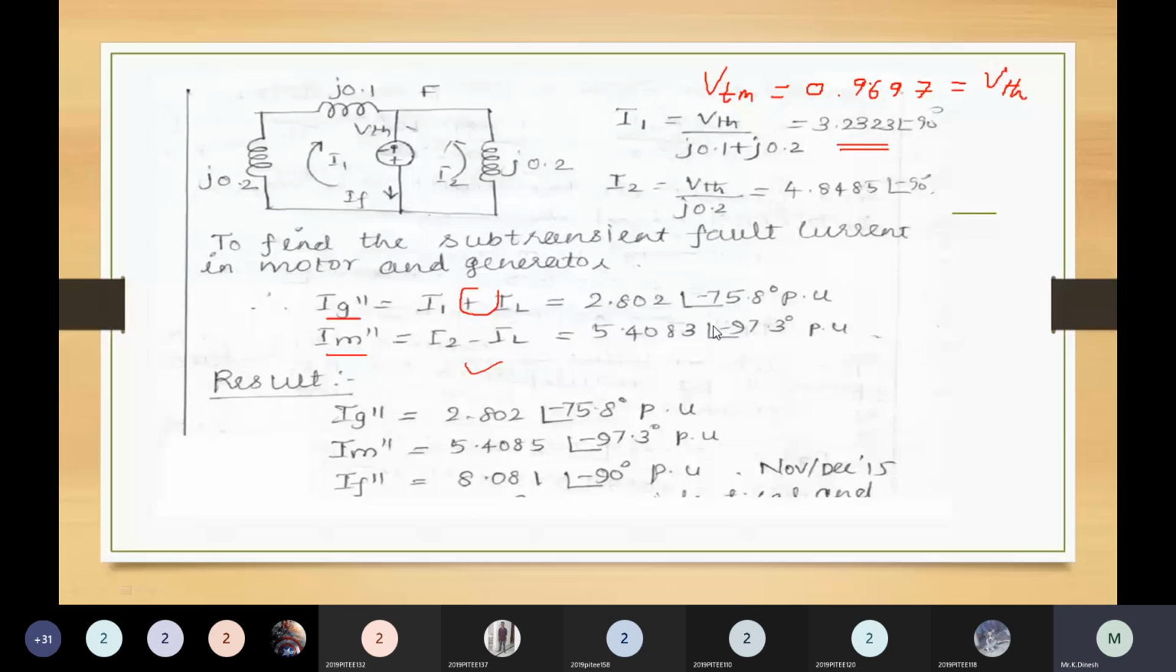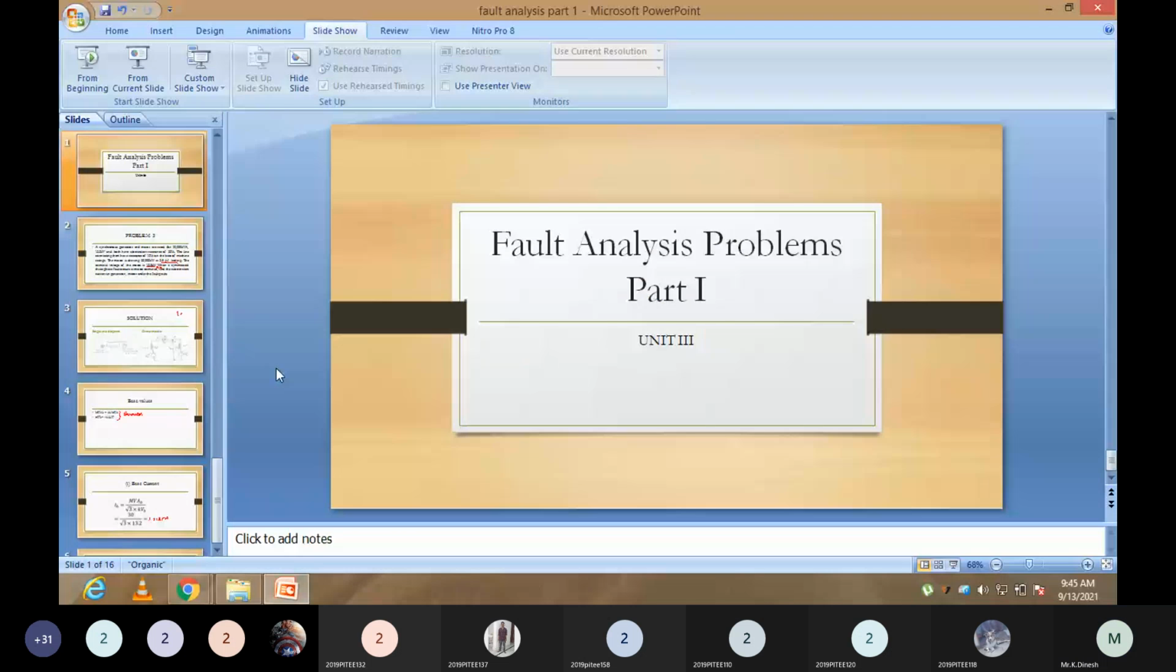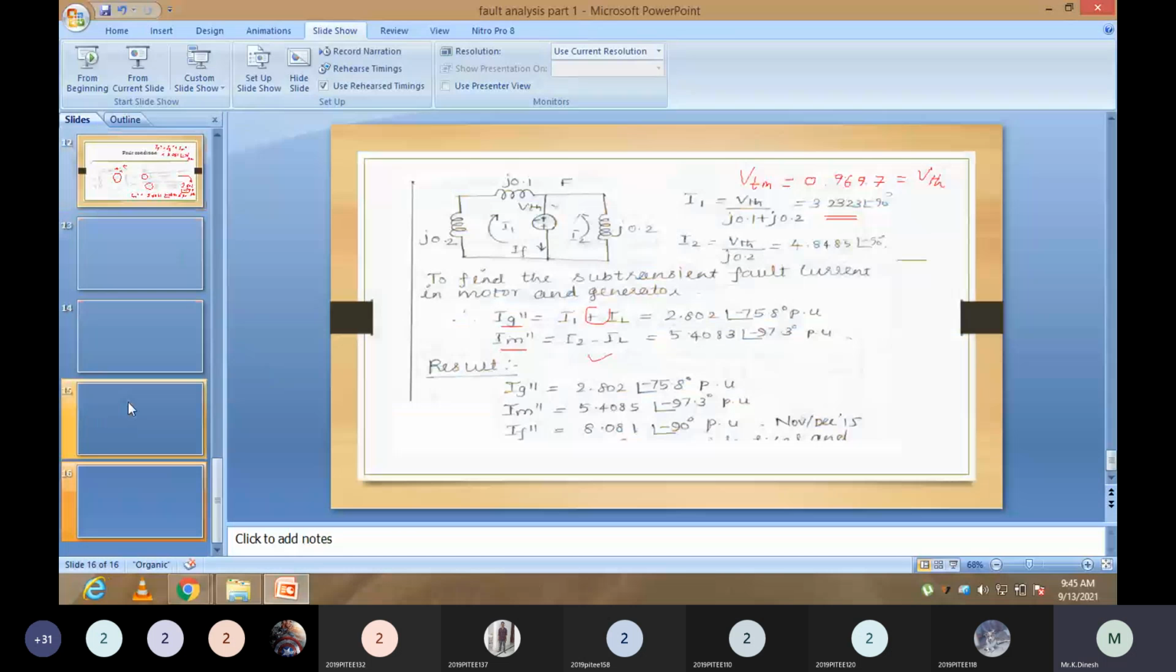Likewise IM is I2 minus IL. At last you may write the results. So it is an important university question. You may get the question in your examinations. So you can write any method. Either you proceed with your Thevenin's method or with your KVL method. But those 5 steps are compulsory. The 1 to 5 part only.